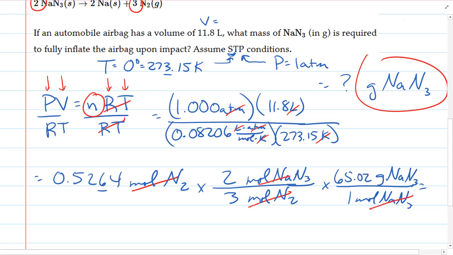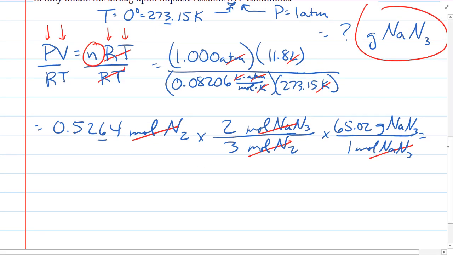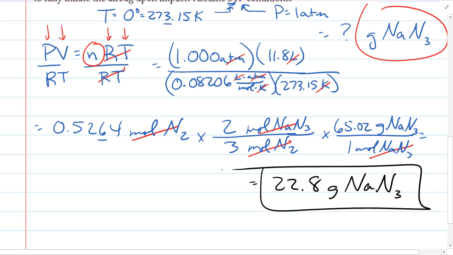Our moles of the sodium azide cancel out. We then take the 0.5264, multiply it by 2, divide it by 3, multiply again by 65.02. And once we do that, we wind up with an answer of 22.817, etc. How many significant figures should be in the answer? Out to 3, we'd round it off to 22.8 grams. The label here would be grams of the sodium azide. Any questions on this one here?